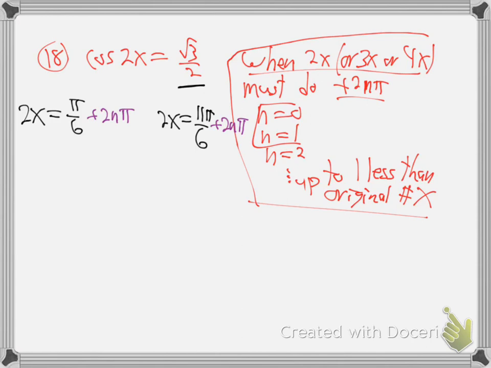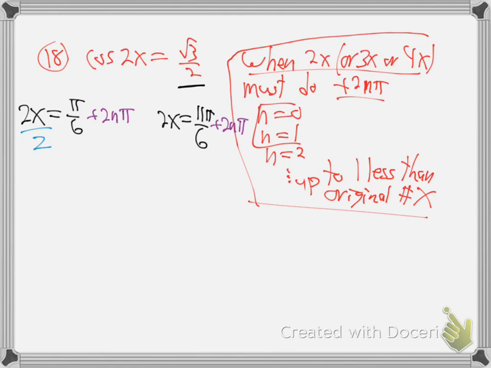Good so far? Remember how this works? So you find those 2 spots in the unit circle, pi over 6 and 11 pi over 6, and since it's a 2x, we got to do the plus 2 n pi, and what do we do first? Good. First divide by that 2. We don't start doing the n equals 0, 1, 2 yet until you first divide. You got to get x alone, huh? Good. Divide through by 2.